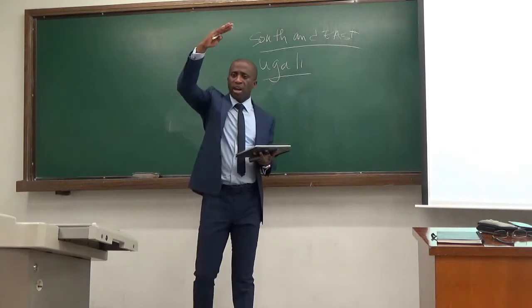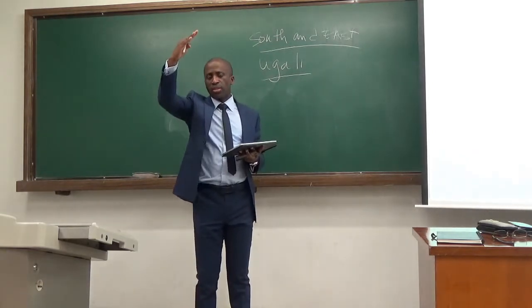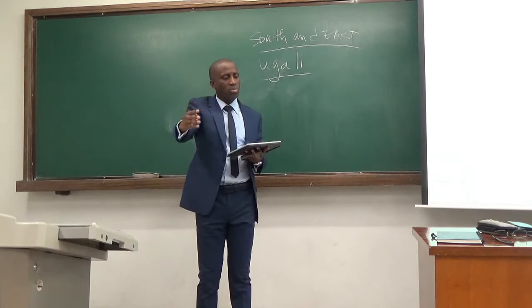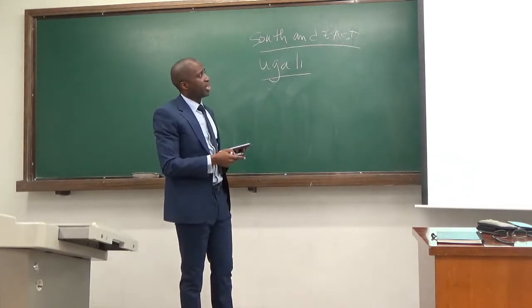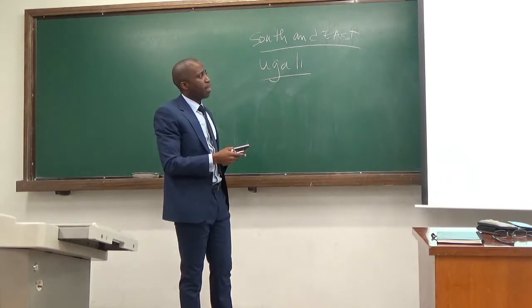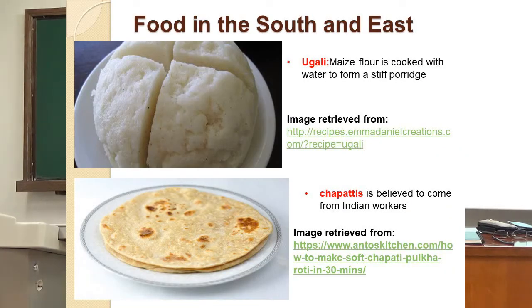You have the east part of Africa, countries like Kenya, Tanzania, we call it a bit part in the south here. I have a picture for you here. Here you have the ugali. And the other popular one that you have is chapati. If you look at the chapati, it looks like Indian food, isn't it? Okay. So these are staple foods that you actually find there.